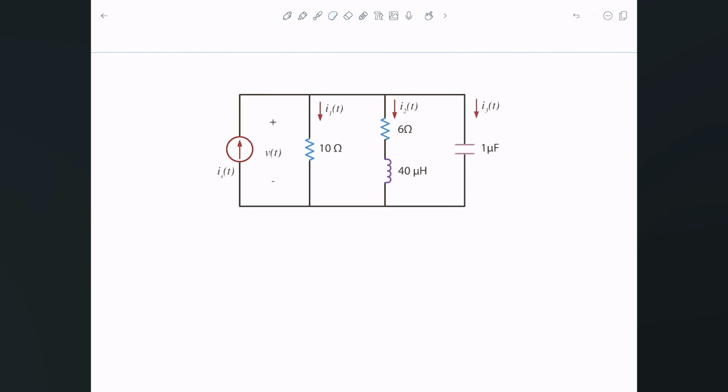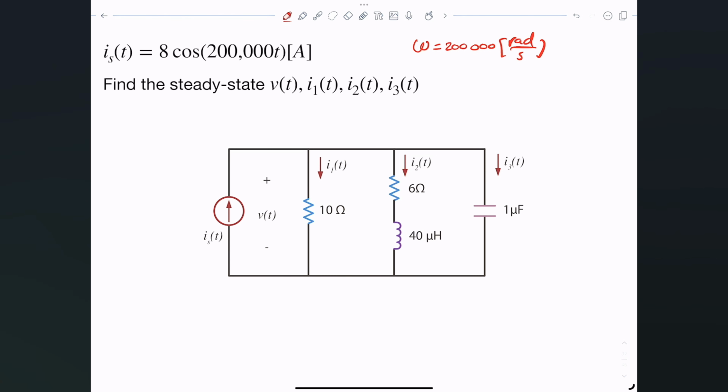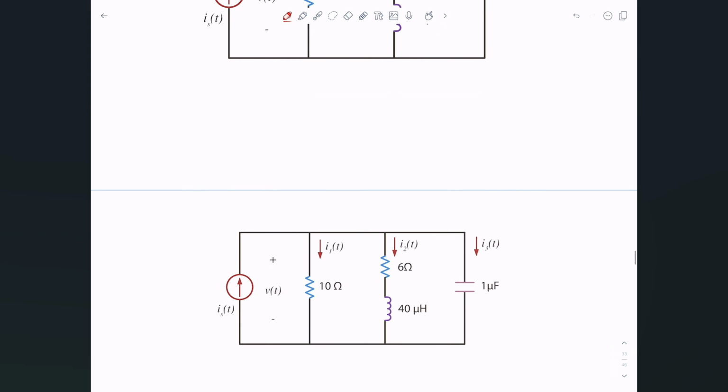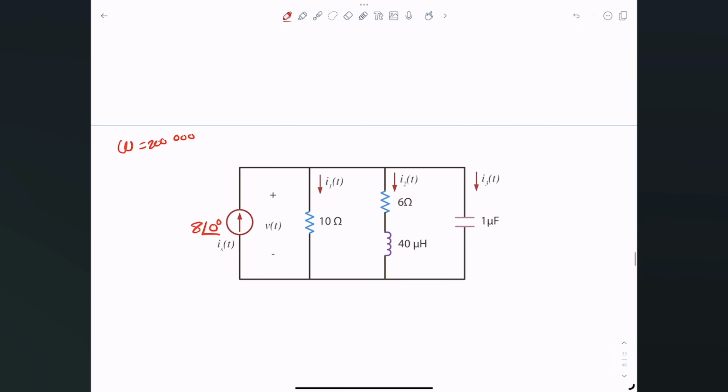All right, so how do I convert this current source? Well, the current source is A times this here, so what's the phase angle for that? The phase is 0. The frequency is 200,000. Let me write the frequency so that we don't forget it. The omega is just 200,000. So how do we convert this? Well, this is simply 8 and the angle is 0 because the magnitude happened to be 8, and it's in cosine.